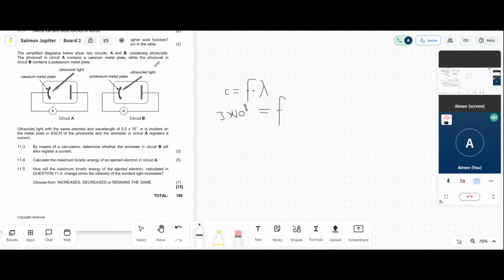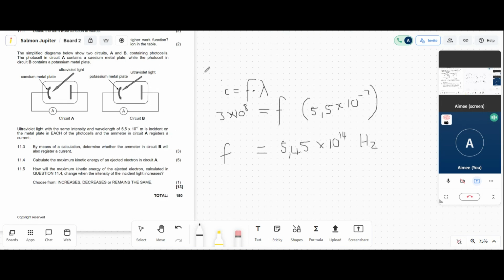we are looking for the frequency of the light. We're trying to find out what is the frequency of the light that they're shining on this plate, right? They've given us the wavelength, so we substitute in 5.5 times 10 to the negative 7. Remember, we're trying to convert this wavelength into a frequency. So we substitute this into our calculator, and we are given a frequency of 5.45 times 10 to the 14 hertz.